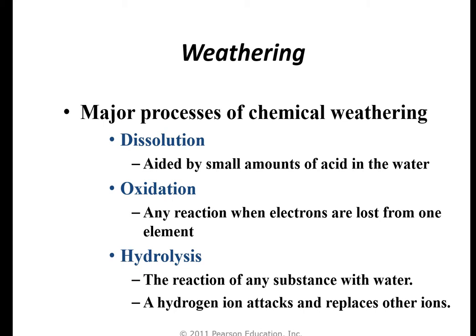So these are the major processes of chemical weathering. There's dissolution, aided by small amounts of acid in the water. Most water is a little bit acidic. Oxidation, any reaction where electrons are lost from one element. And hydrolysis, the reaction of any substance with water, where a hydrogen ion attacks and repels other ions.